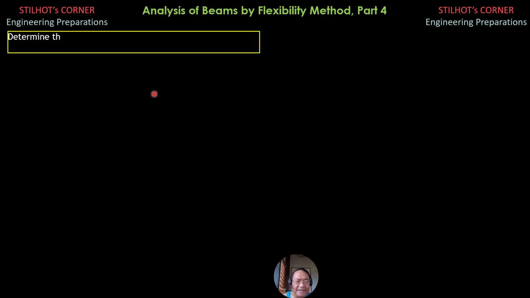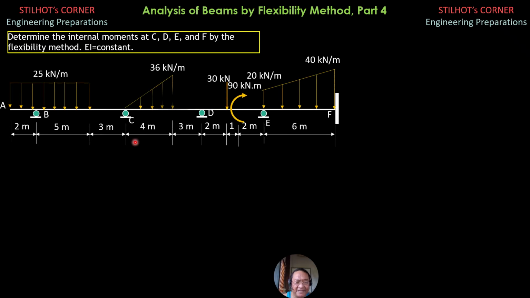So here's the problem. I also presented the solution to this by the matrix approach, so you have to compare the answers. So let's just compute the moments at support C, D, E, and F by flexibility method.